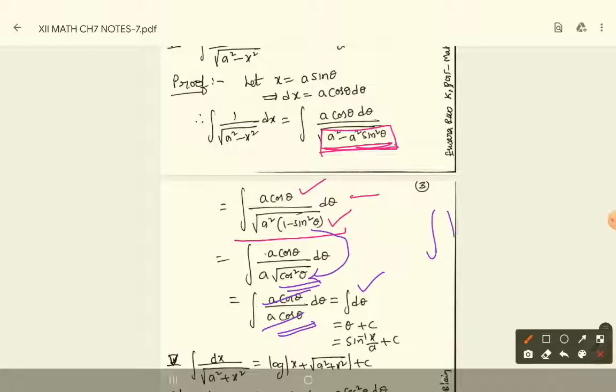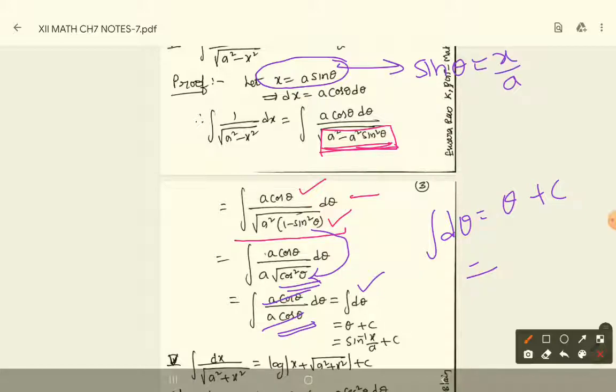So integration of d theta will be what? Theta plus c. But theta must be substituted with x, because I took x is equal to a sin theta. I can write sin theta is equal to x by a. Then theta is equal to sin inverse x by a. So theta is equal to sin inverse x by a substituted plus c.